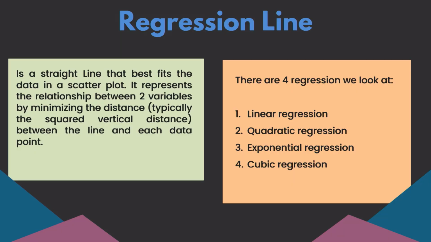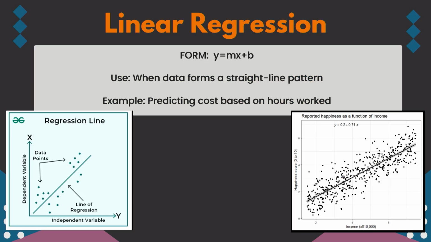All right, it says there are 4 regressions that we look at. We look at a linear regression, a quadratic regression, an exponential, and a cubic regression. All right, so here is our linear regression. Obviously, since it's linear, we're still looking at y equals mx plus b. Our use is when data forms a straight line pattern, not necessarily a complete straight line, but a straight line pattern. Example, predicting costs based on hours worked.